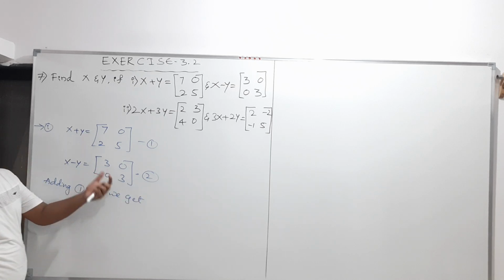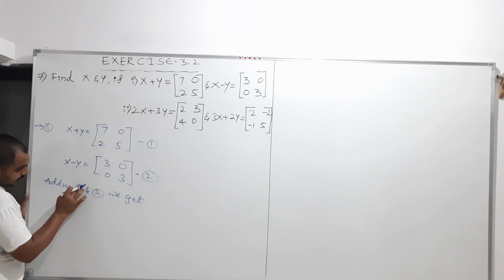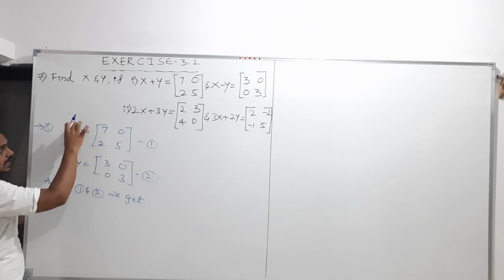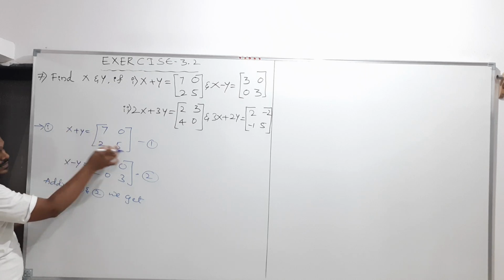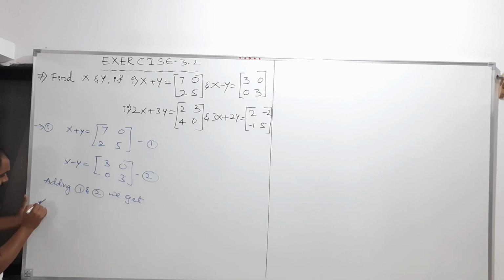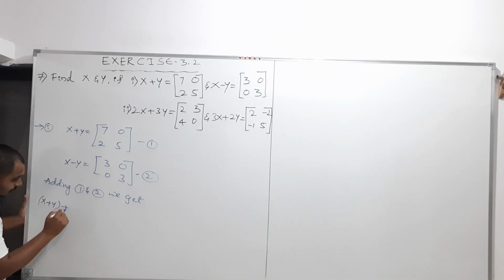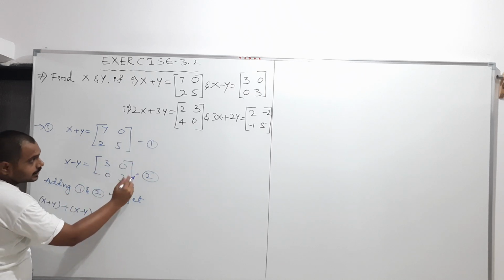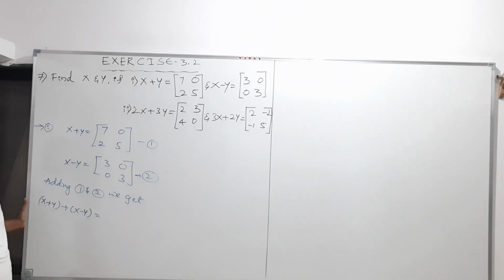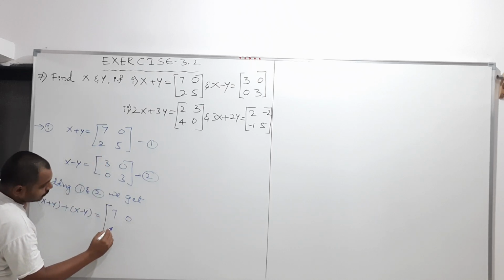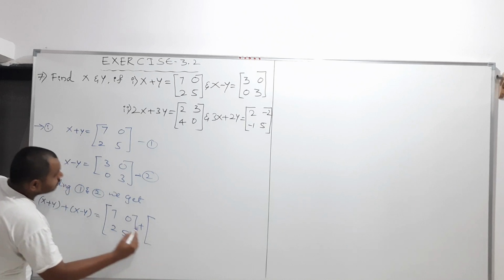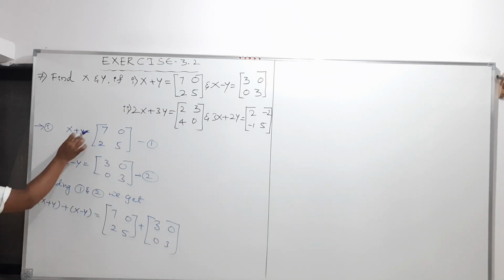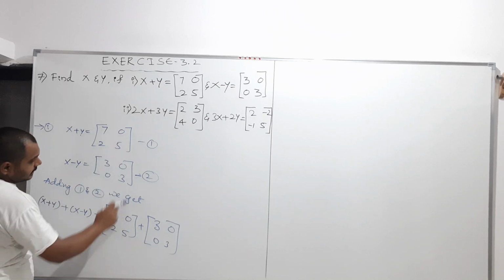I explained already why I am adding these two. So, adding 1 and 2: how to add these two equations? First I add the left hand side of equation 1 and the left hand side of equation 2, that is x plus y plus x minus y, and equals the right hand side of equation 1 plus the right hand side of equation 2. So this will become the matrix 7, 0, 2, 5 plus the matrix 3, 0, 0, 3. Left hand side with left hand side, and right hand side with right hand side.